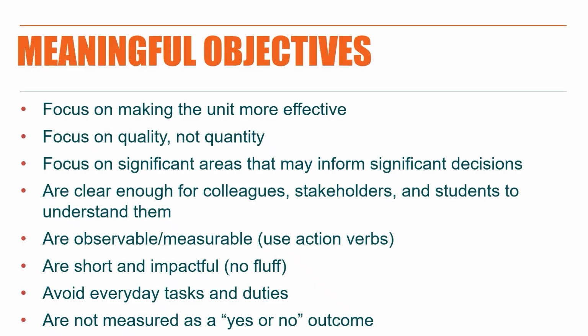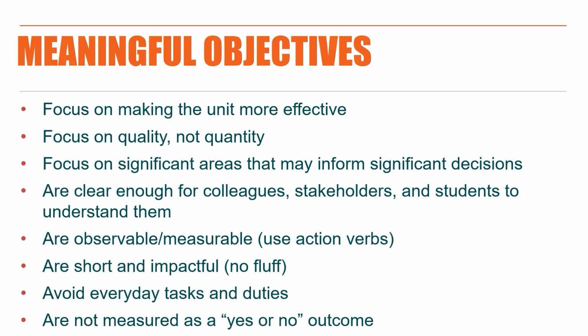Equally important, objectives must be observable and measurable, which is why selecting a precise action verb is critical. If an outcome cannot be measured, it cannot be effectively assessed. At the same time, objectives should be concise and impactful. Avoid unnecessary wording or fluff and focus on clearly stating the intended outcome. It is also essential to avoid framing objectives around routine tasks or day-to-day responsibilities. Instead, objectives should reflect areas that need improvement or evaluation.